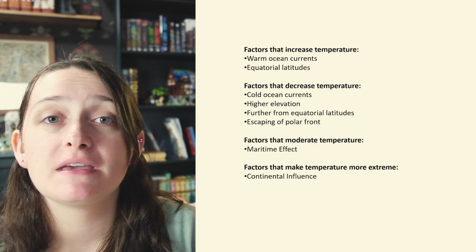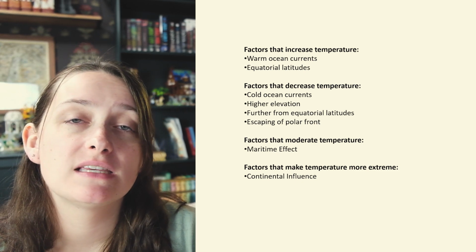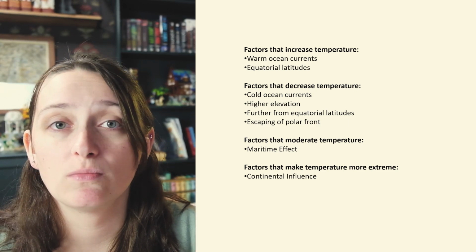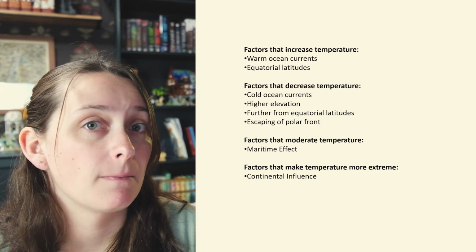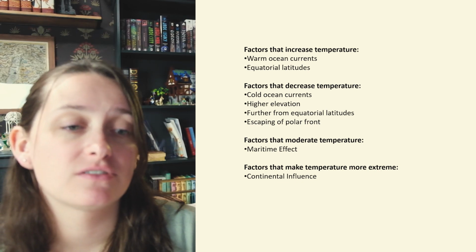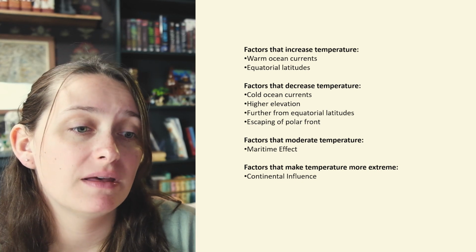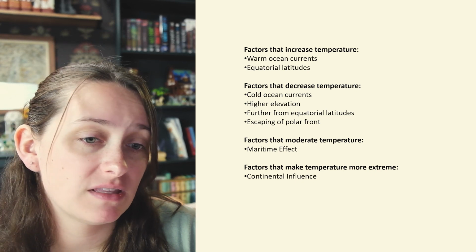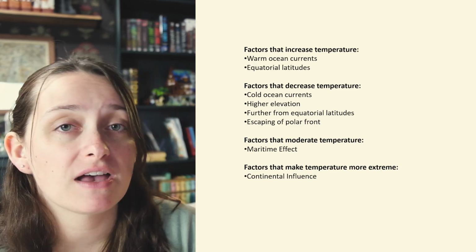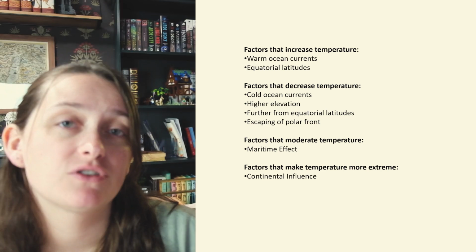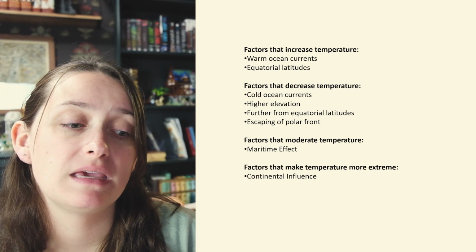So this is mostly going to be our maritime effect, which is oceans that heat and cool more slowly. So the temperatures along the coast will tend to be more moderate. And then for factors that make temperature more extreme, we'll have the continental influence, which is due to land heating up faster and cooling faster than our oceans. So the temperature in continental interiors will be more extreme.